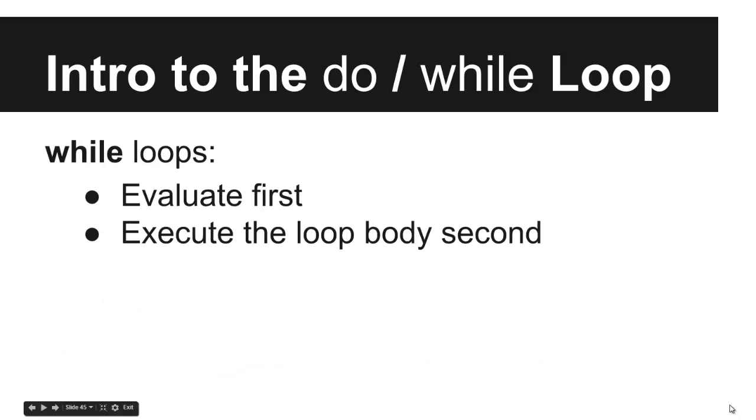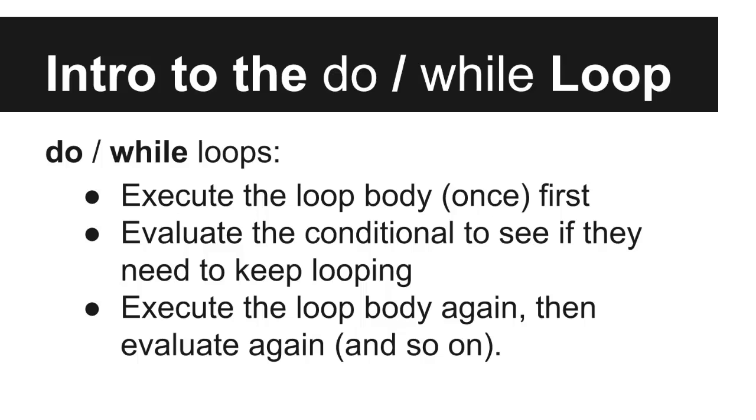Okay. Now in terms of contrasting the while loop and the do while loop, with the while loops, we evaluate our condition first, and then if that condition is true, we execute the loop body. With the do while loop, we execute the loop body once, and that's the very first thing that we do.